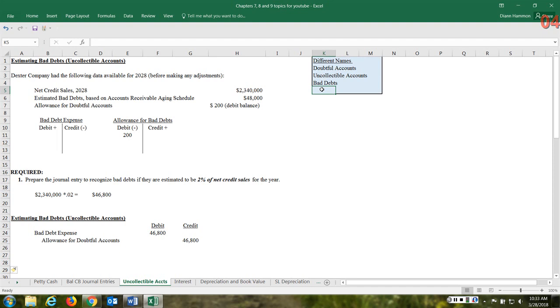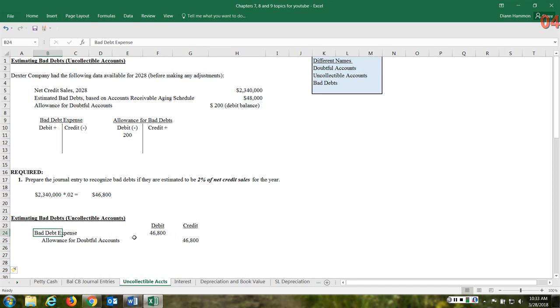So first we're to prepare the journal entry to recognize bad debts as if they are estimated to be 2% of net credit sales for the year. This is sometimes called the income statement method because it's focusing on sales revenue. For the sales revenue, we have $2,340,000. You just simply multiply that by 2% and you get the number you see on the screen here, which is $46,800.